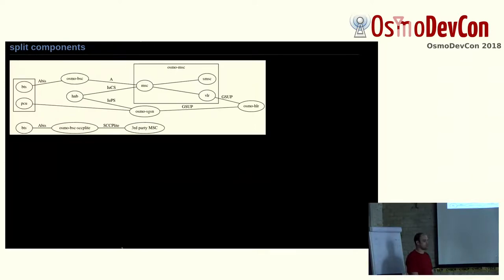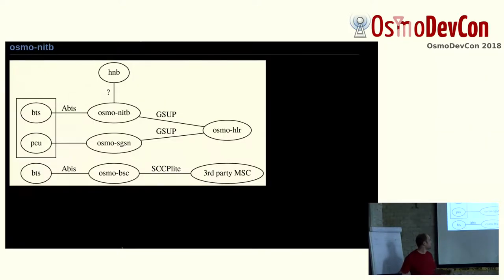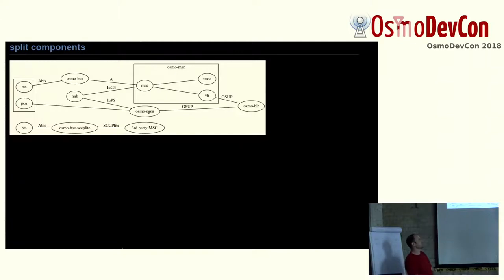So this looks already quite different. We still have the HLR on the left and the BTS on the right. And now we have a separate Osmo BSC, and we taught it to talk A interface to the MSC. And the Osmo MSC program still has the MSC and the VLR like before. It was actually omitted here in the NITB circle. We had the MSC, the SMSC, and the VLR.